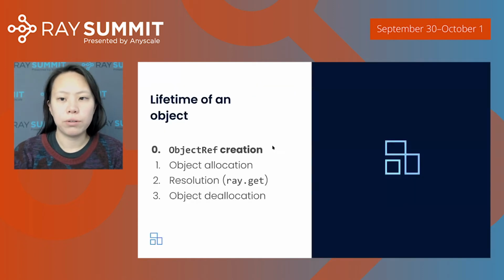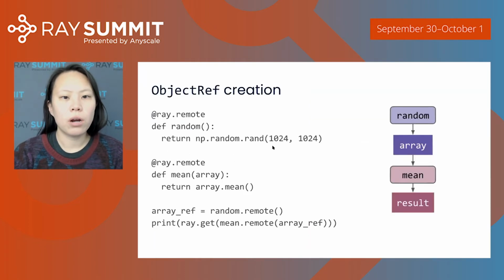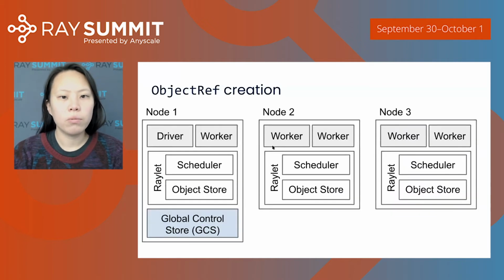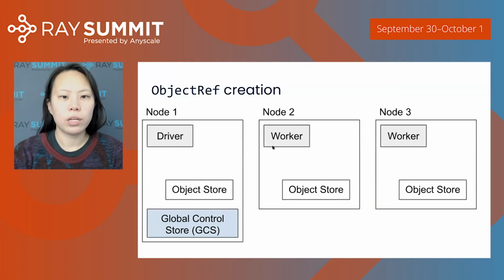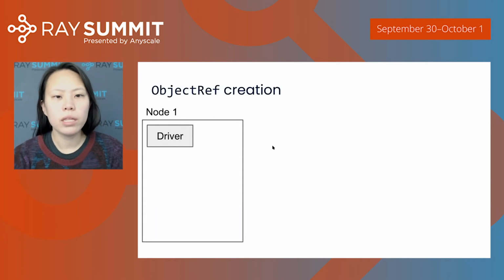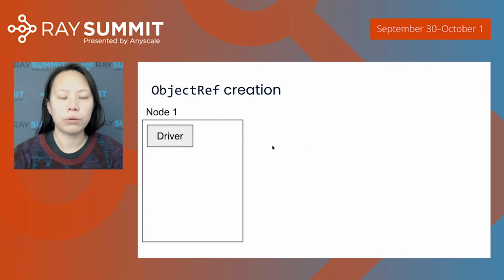Now we'll look at each of those steps in detail, and the first step was the creation of the initial object ref. So in our program example, this happened when we submitted the two tasks. Let's see how Ray executes this on a cluster. For now, we can just focus on the object store components of the architecture. Eventually, the tasks will get executed here, but for now, we'll just focus on the driver. And that's because the initial creation of the object ref is a completely local operation.